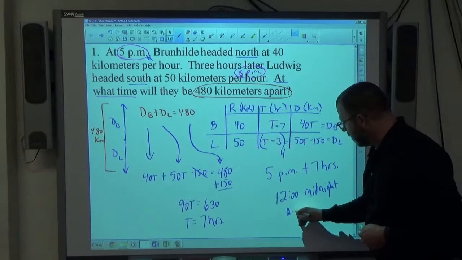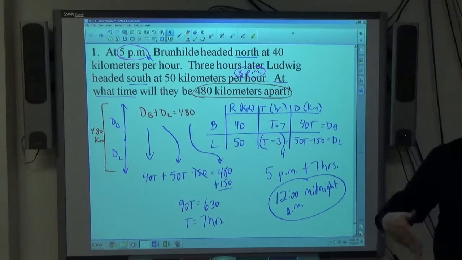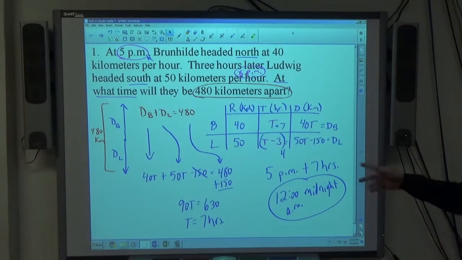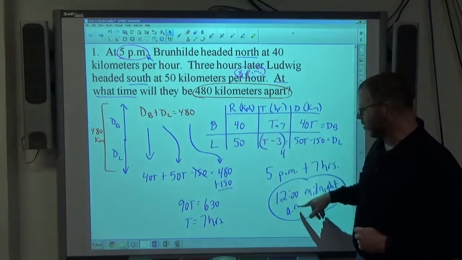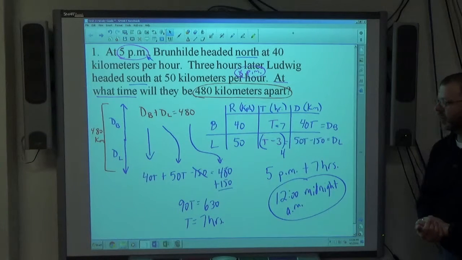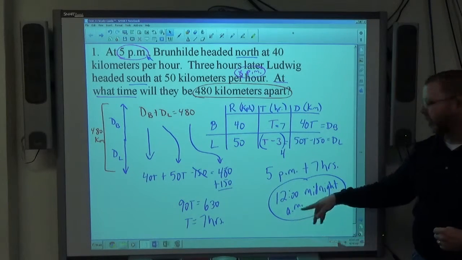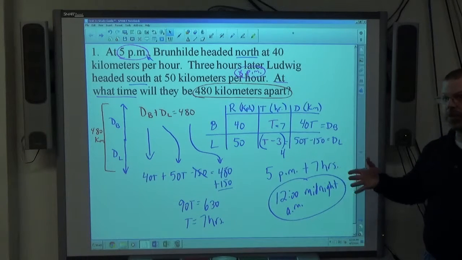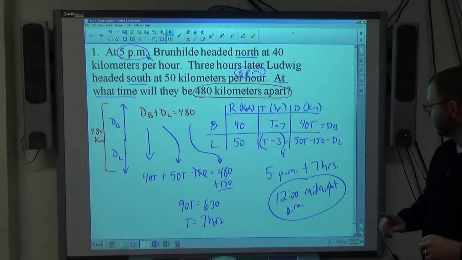And for the sake of having an a.m. or p.m., midnight is 12 a.m., noon will be 12 p.m. I could have done the same thing with Ludwig's time, 4 hours. He started at 8 p.m. 8 p.m. plus 4 hours also is 12 midnight. So there you go. If you wanted to be sure, sometimes people mess up with a.m. and p.m. on that. If you just put midnight for midnight, noon for noon, that'd be fine if 12 happens to be the answer on the test also.